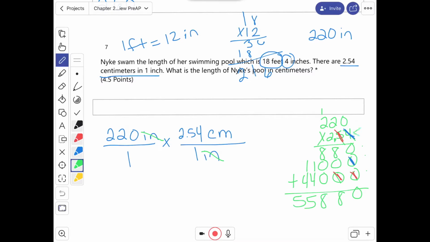Now I need to put the decimal in the correct place. And in the problem, there's 2 decimal spaces, so in the answer I need 2 decimal spaces. It needs to go between the 8s. So the answer would be 558.8. And you do not have to write the last 0. You can, but you do not have to.